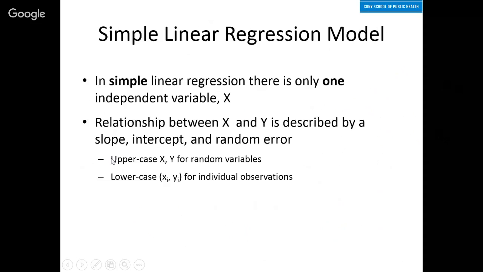Using the terminology uppercase X and Y for random variables and lowercase x and y with subscripts for individual observations of that random variable. So capital X might be the weight of individuals in New York City. It's a random variable. X sub i would be individual weights of study participants who we put on a scale and weigh.